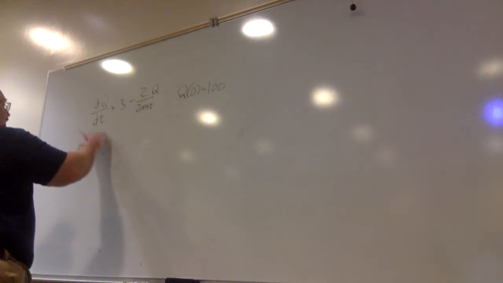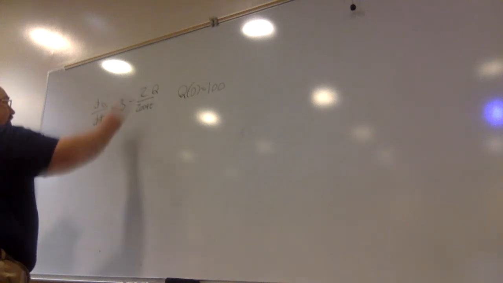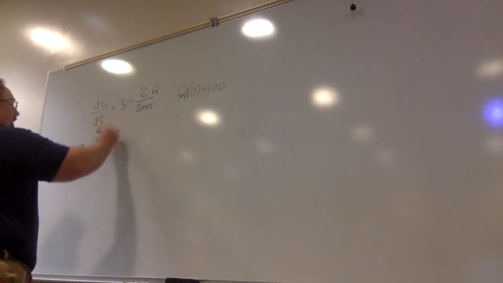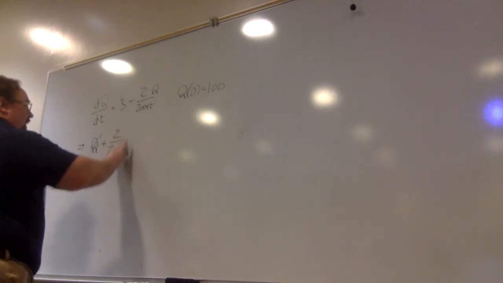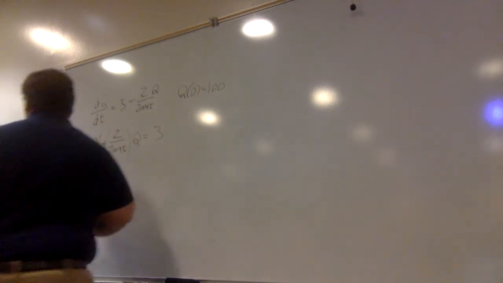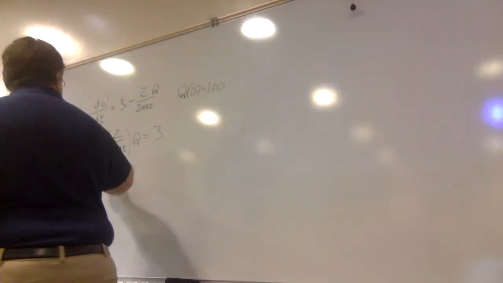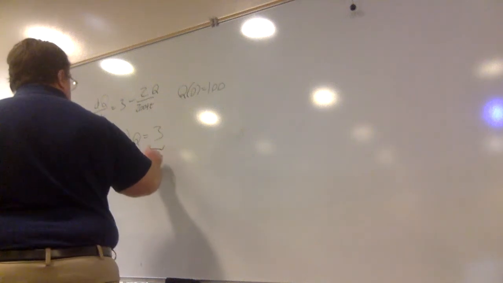So if I write it this way, I take this term of q on the right side and move it to the left. Two over 200 plus t times q is equal to 3. So this fits the standard form for a linear equation, where this is p of t, and that's q of t.